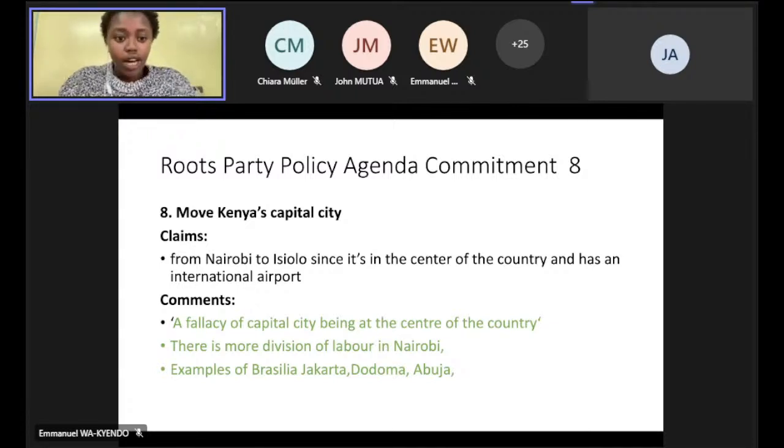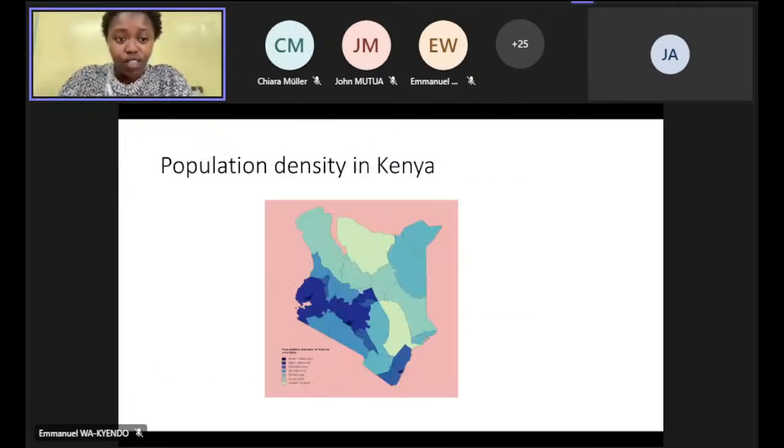Yeah. And in the next slide, you can see the distribution of the population density in Kenya. As you can see, around the cities, Mombasa, Nairobi, and the western side, that's where more people are located per kilometer squared. And Isiolo is somewhere there where it's between 50 to 100 people per kilometer squared. So it's not densely populated so far.